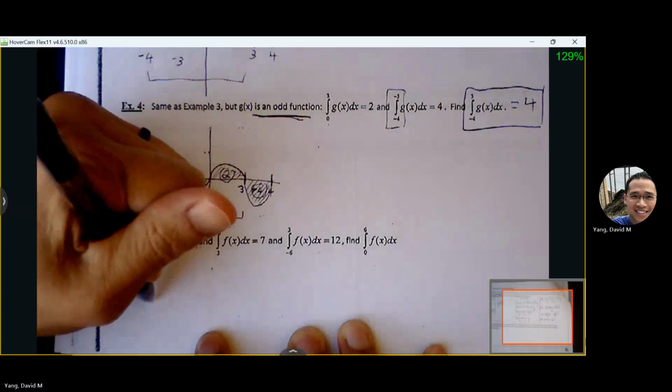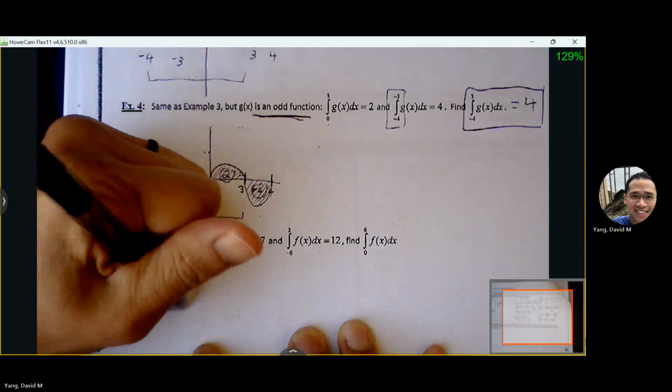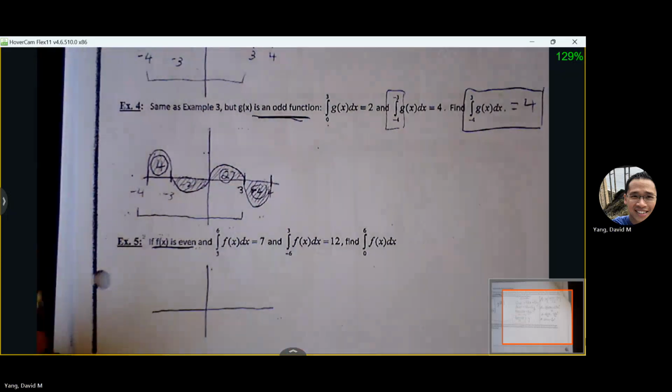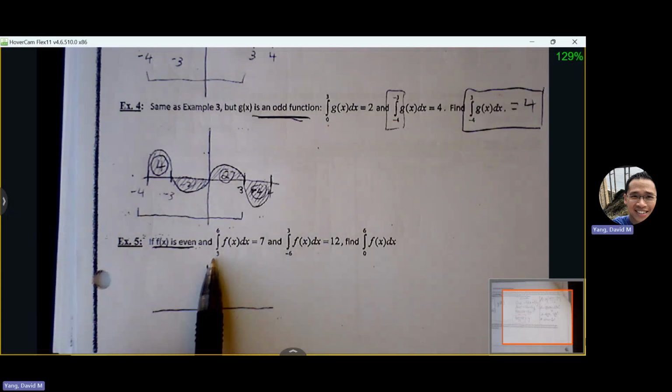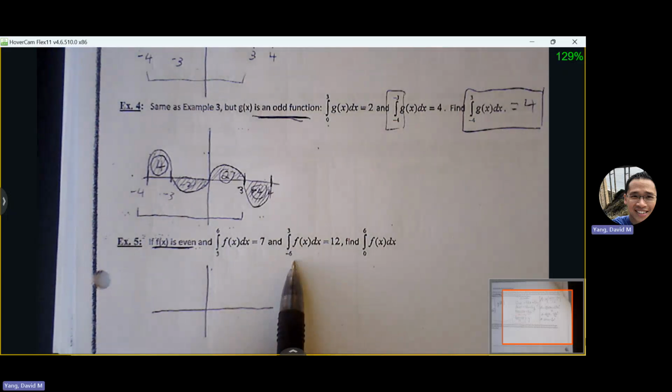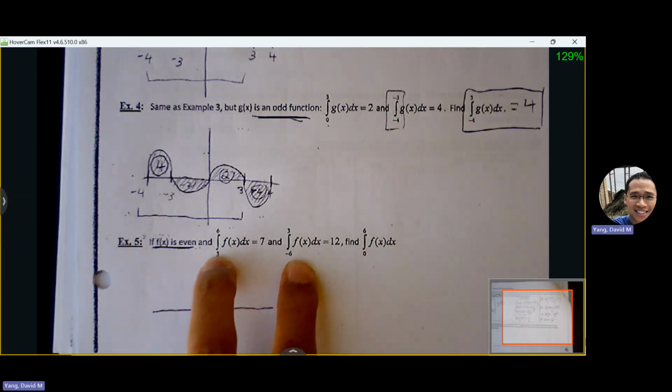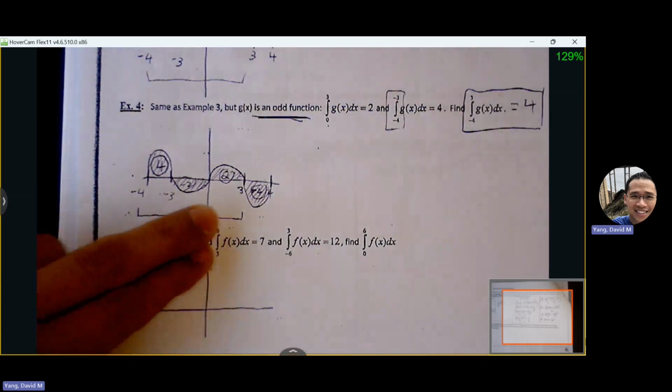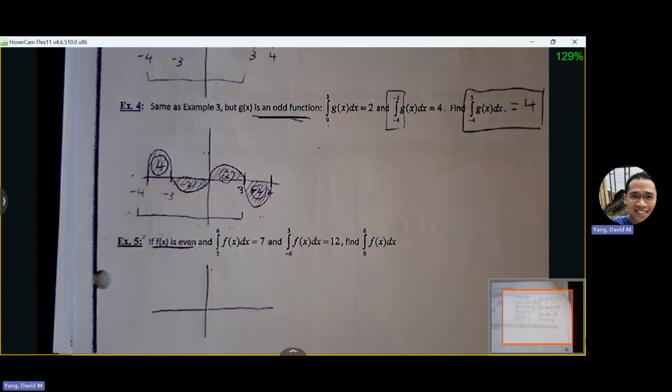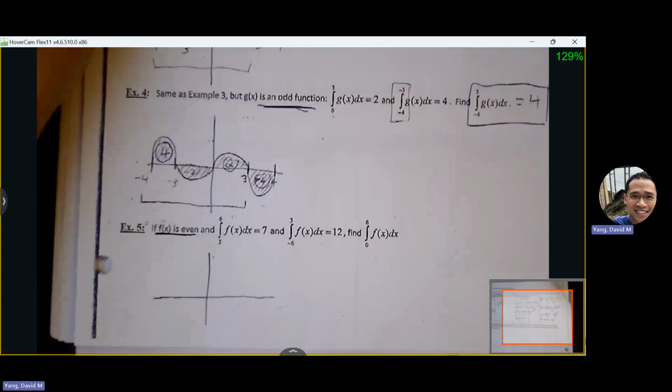Okay, example 5. Even function. We have the region from 3 to 6. We have the region from -6 to 3. And we're trying to find the region from 0 to 6. Which one do we start building? 3 to 6, right? This one here first, because that's a short interval. We always want to start with a short interval. Don't look at the area. Look at the width that the region is involving.